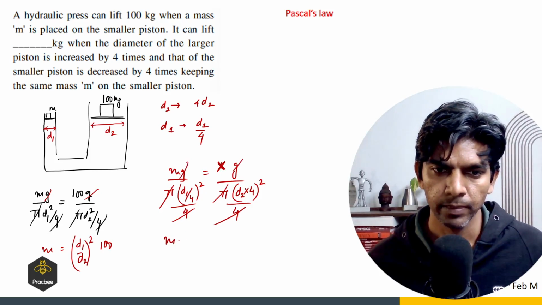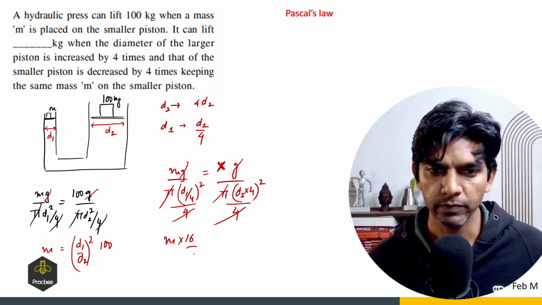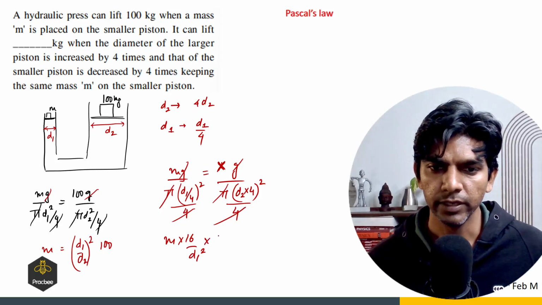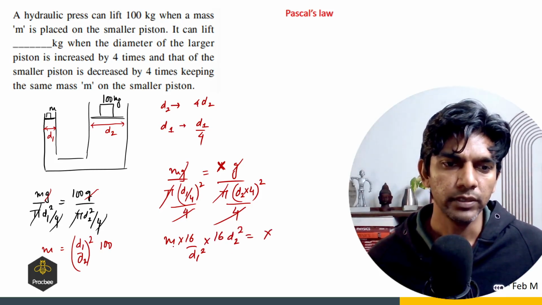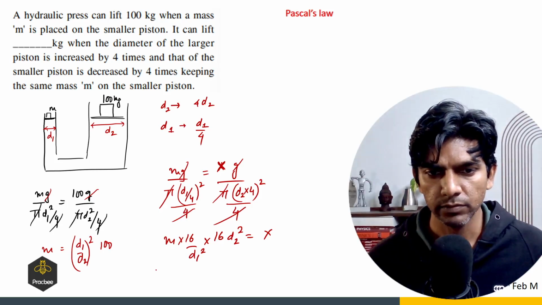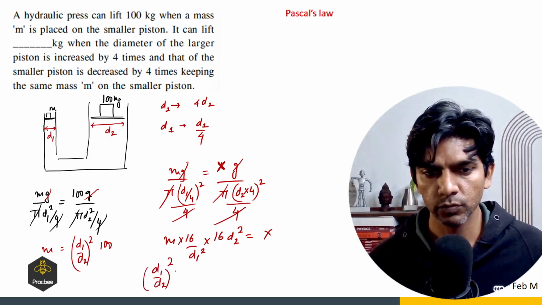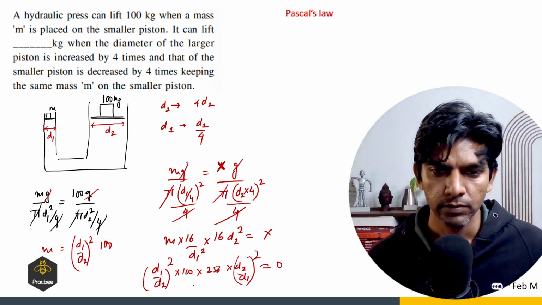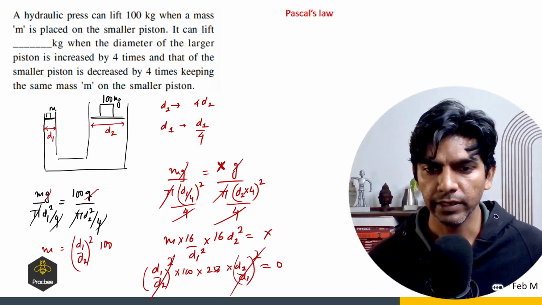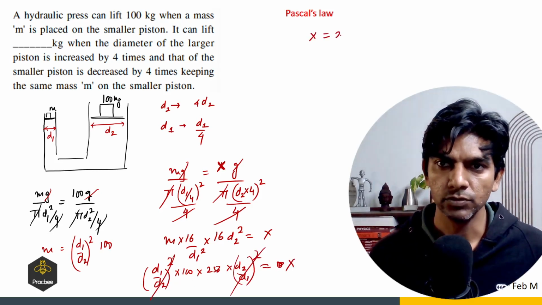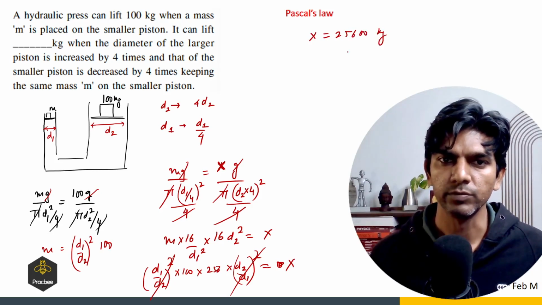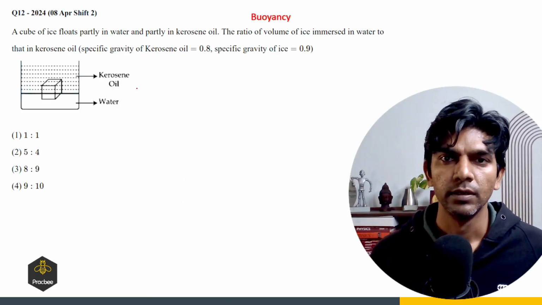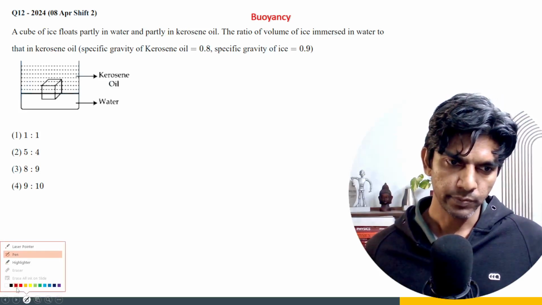So m times 16 divided by d1 square times 16 times d2 square is equal to x, and m is d1 by d2 square times 100. So d1 by d2 square times 100 times 256 times d2 by d1 square. So this will get cancelled out. So we are getting x as 25600 kilograms. So that should be the answer of this question. Okay, right. So the next problem type is based on buoyancy.